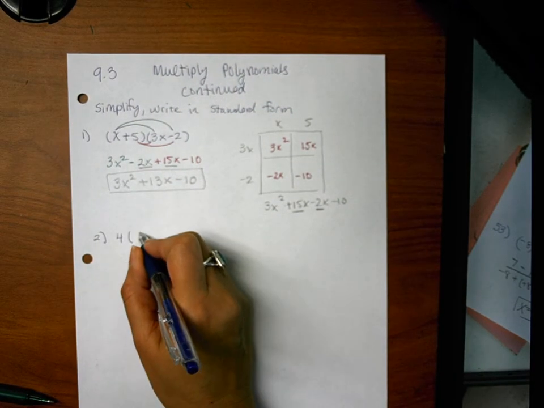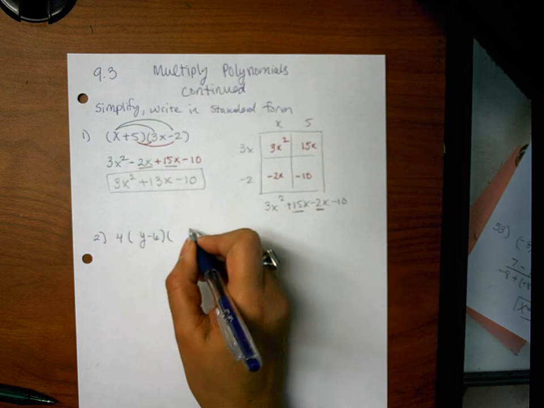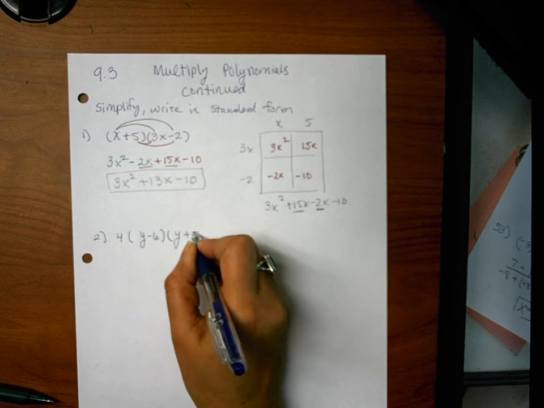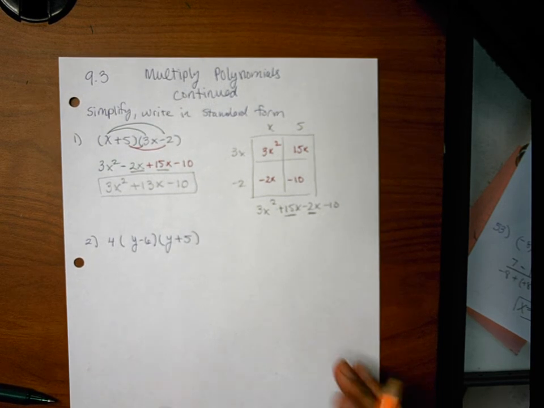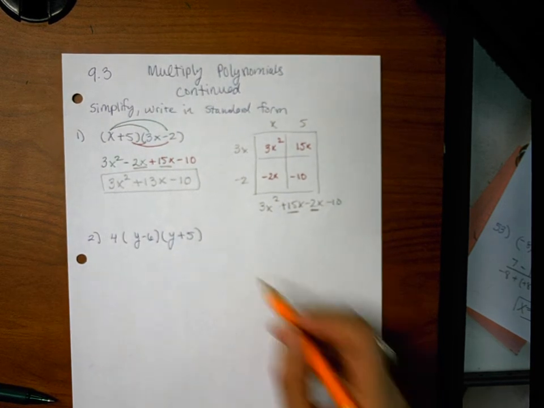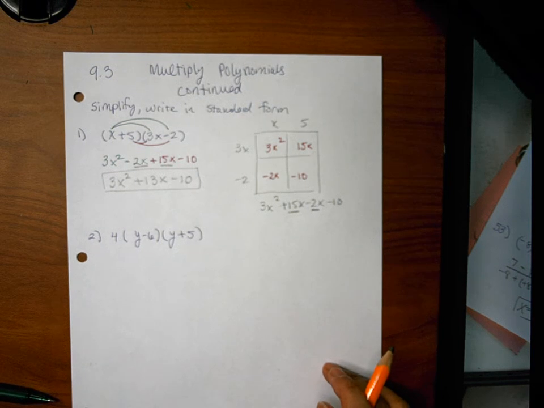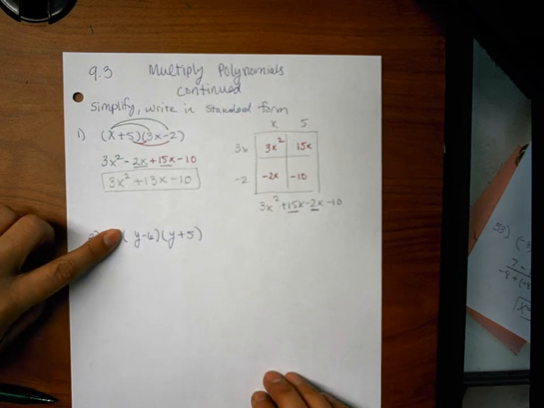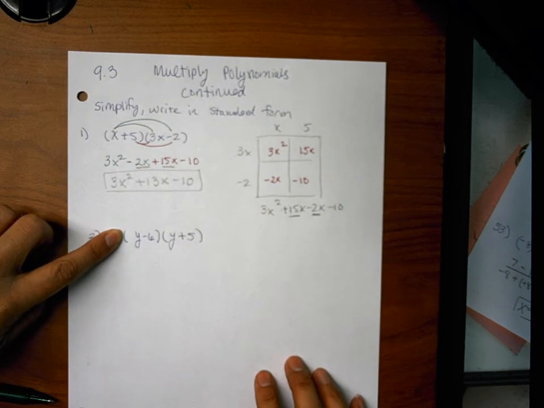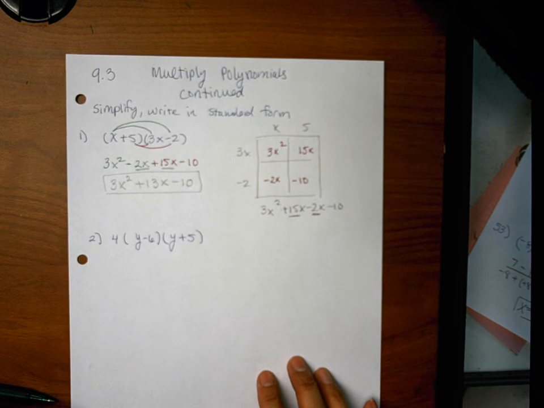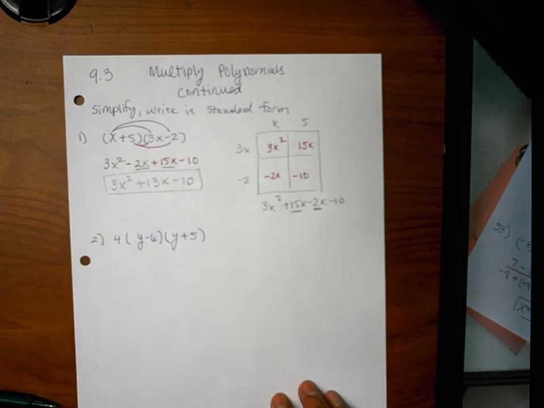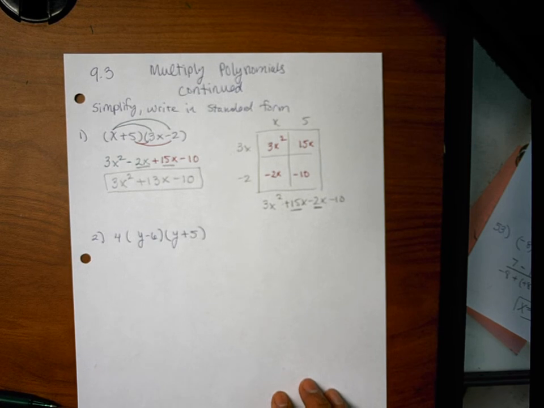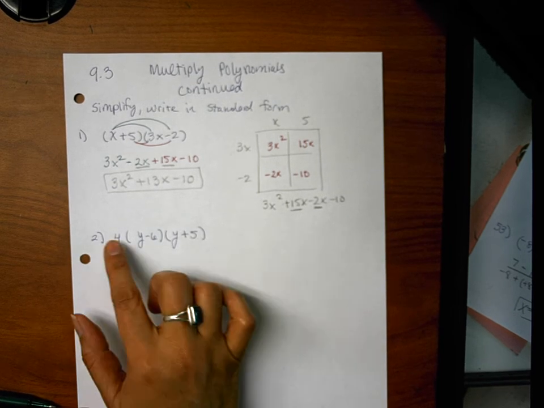Moving along. Number 2. Changes slightly. 4 times the quantity of y minus 6 times the quantity of y plus 5. Now here we have a 4 to worry about. There's multiple ways of doing this. Technically you can distribute the 4. I will always do it in class where I double distribute first and then distribute the 4 at the end.